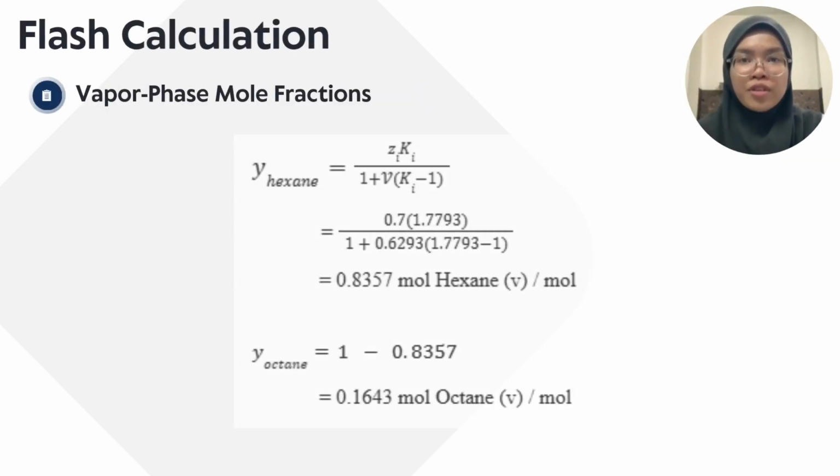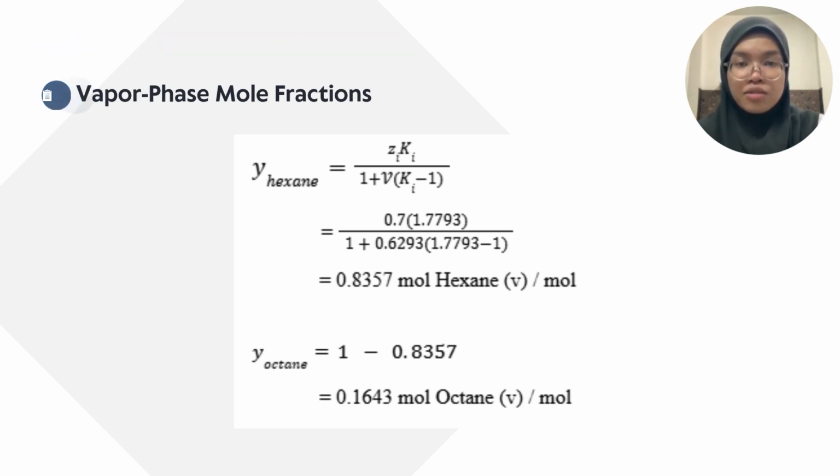Next, move to the vapor phase mole fractions. As you can see from the equation derived from the phase calculations using our given feed compositions and K values, we determine that the vapor phase will be approximately 0.8357 hexane. Since this is a binary system, the remainder, about 0.1643, will be octane in the vapor phase. These calculations tell us how much of each component prefers to be in the gas form.